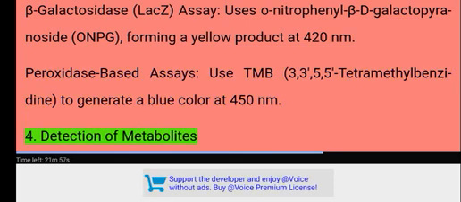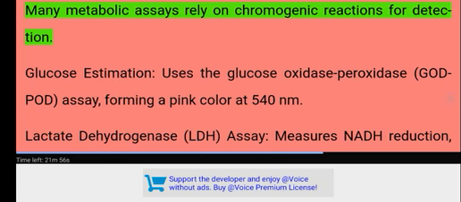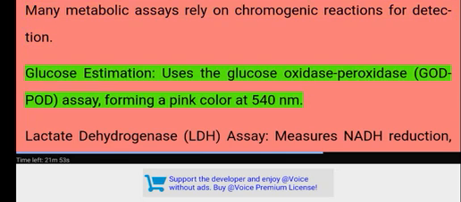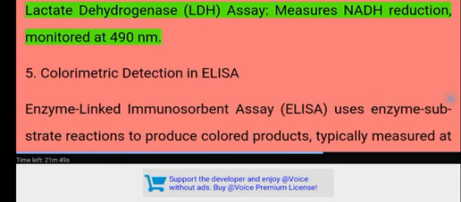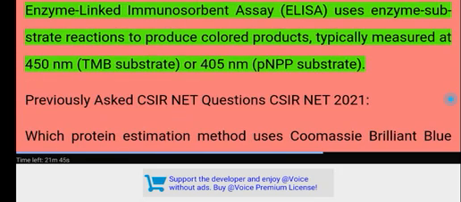4. Detection of metabolites. Many metabolic assays rely on chromogenic reactions for detection. Glucose estimation uses the glucose oxidase-peroxidase (GOD-POD) assay, forming a pink color at 540 nanometers. Lactate dehydrogenase (LDH) assay measures NADH reduction, monitored at 490 nanometers. 5. Colorimetric detection in ELISA.